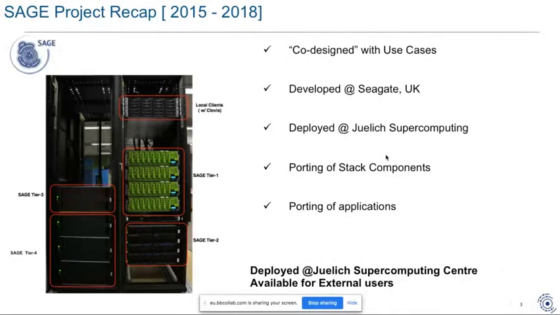So at the end of the Sage project, from 2015 to 2018, what we have is a multi-tiered storage system that is installed in Jülich Supercomputing Center. It has different types of storage devices. The top tier is 3D XPoint PCIe block devices in ATOS Bull servers. The second tier is the SSD tier. The third tier is an enterprise high-end storage tier. And tier four is the archival tier. And there are some local clients.